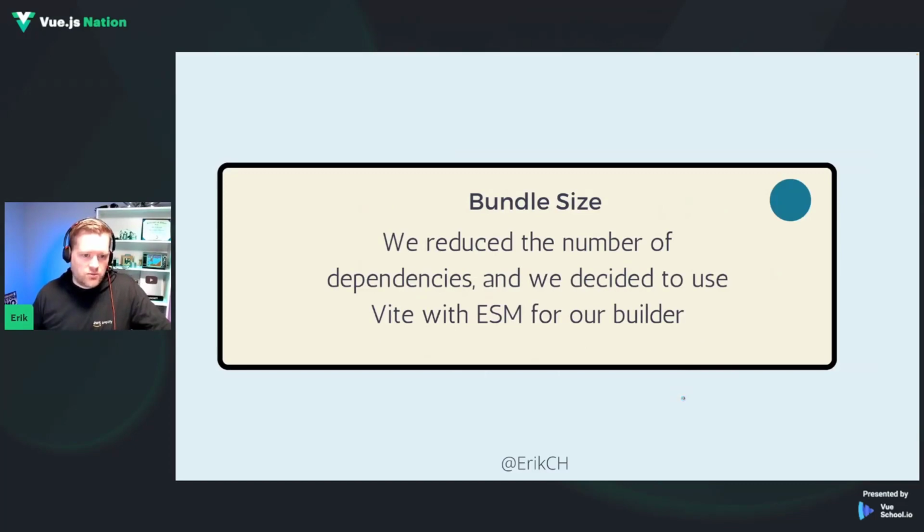For bundle size, we were very particular and reduced the number of dependencies. Anything that we said we didn't need, we didn't put in. And we decided to use Vite with ESM for our builder, but we also exported to CJS. So we had the best of both worlds, but we felt Vite was really good.